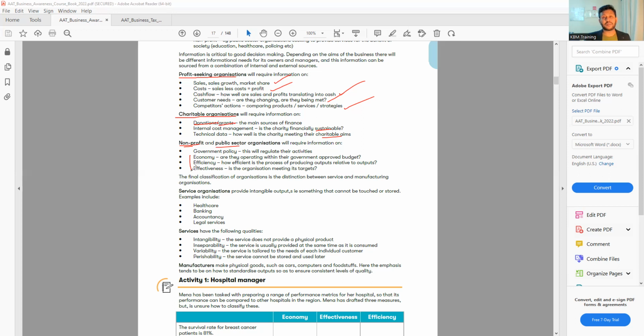Obviously if you spend more, if you waste more, then it will not work. Economy is how cost effective we are. So with the minimum cost, can we provide this service or not?